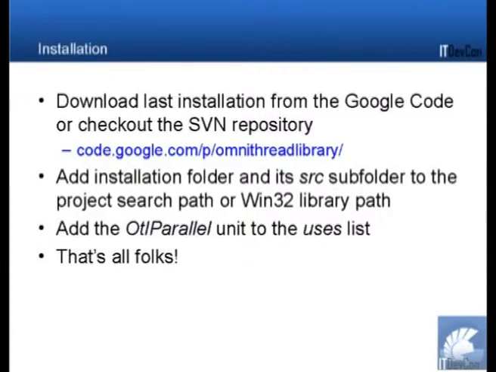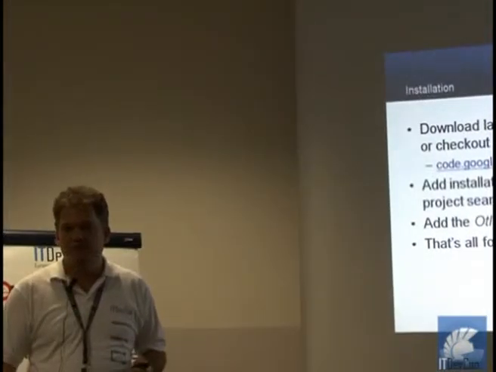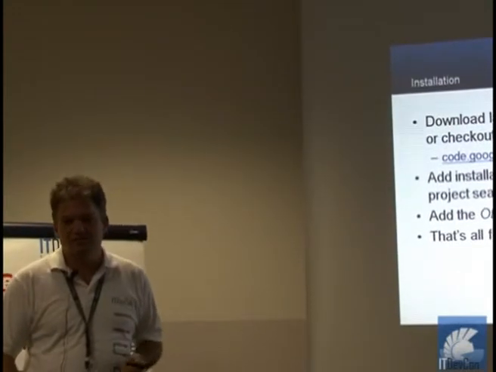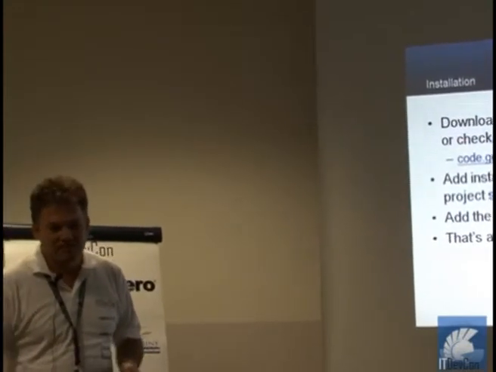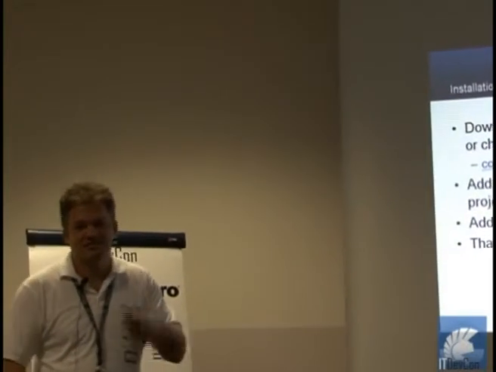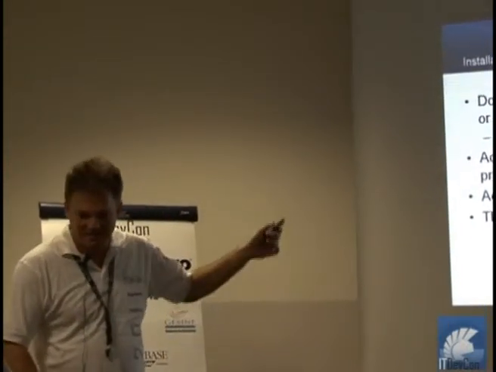So how to install? I won't show the details here. Basically, download, unpack, add to the search path, and add 1 unit or maybe 2 or 3 units. We'll see that later. To use these classes, add them to the uses clause, and that's it. So very trivial. If you go to Google Code and search for OmniThreadLibrary, or if you go to my blog, which is thedelphigeek.com, or if you just download the slides after the ITDevCon is complete, you'll get the URL here.